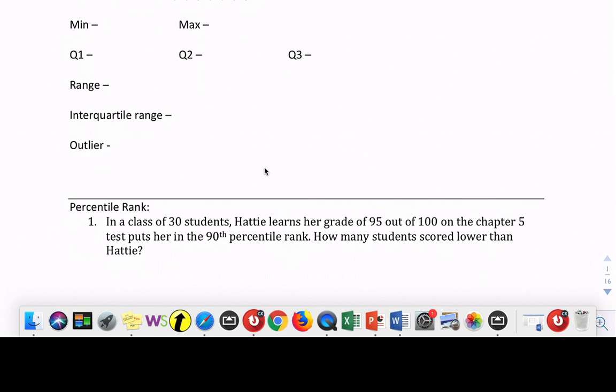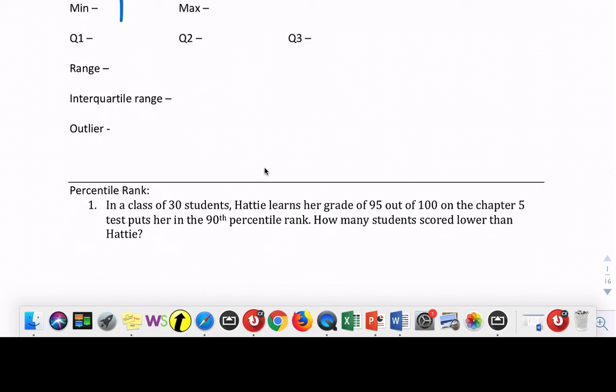All right, so we know the minimum number is 1. The maximum is 10. We can find Q1, Q2, Q3. We can do that by hand or in the calculator, so I'll show you both methods. By hand, again, you have to put all the numbers in order. So we have 1, 4, 4, 5, 6, 8, 9, and 10.